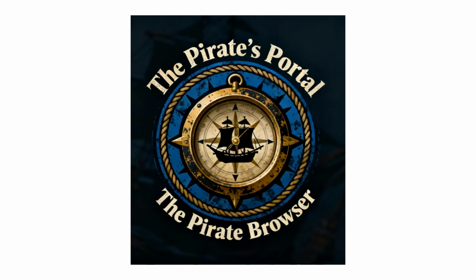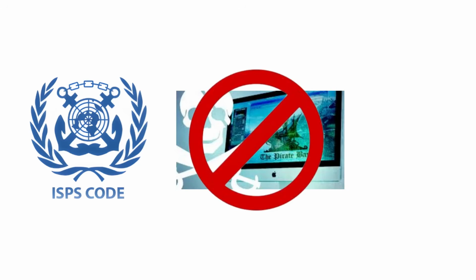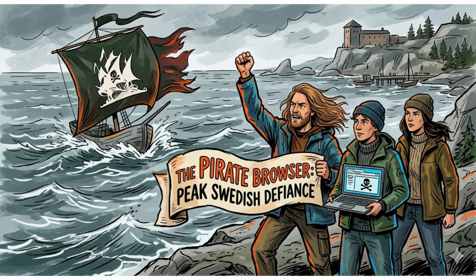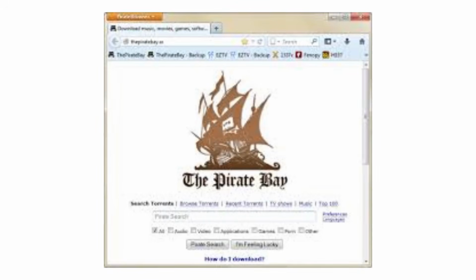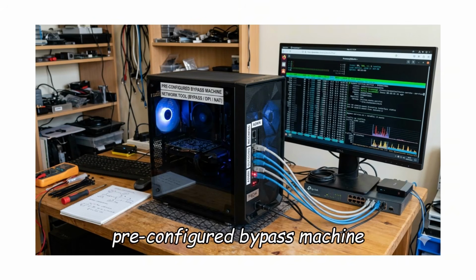The Pirate's Portal, the Pirate Browser. Back in 2013, the internet was a battlefield. ISPs were blocking the Pirate Bay faster than users could click download. In a move of peak Swedish defiance, the site's founders released the Pirate Browser. On the surface, it looked like a standard Firefox build with a cool skin. Inside, it was a pre-configured bypass machine.